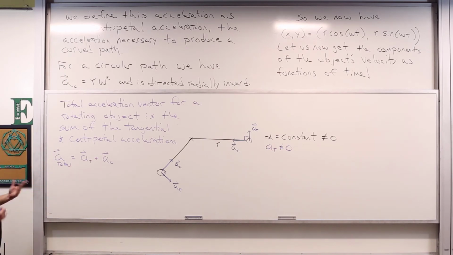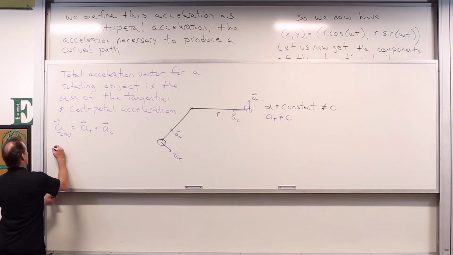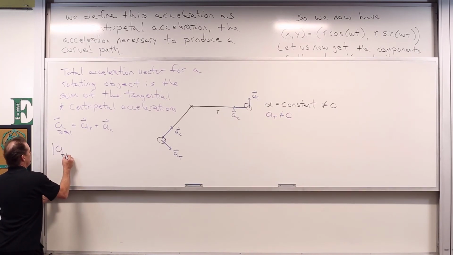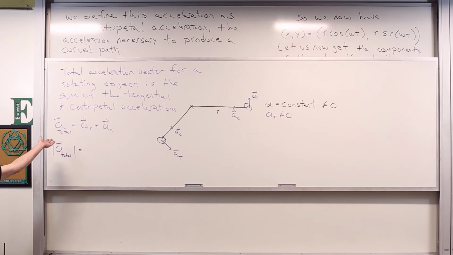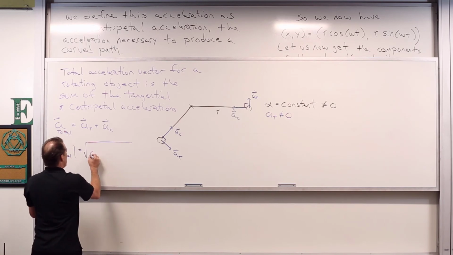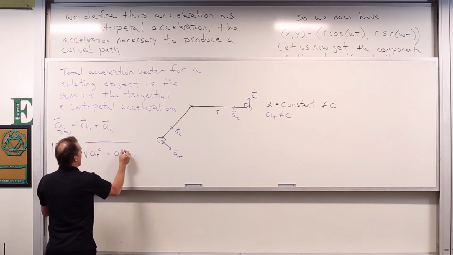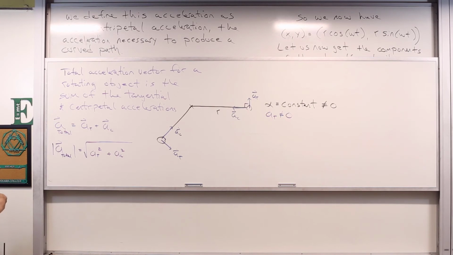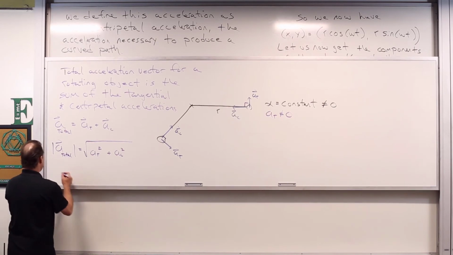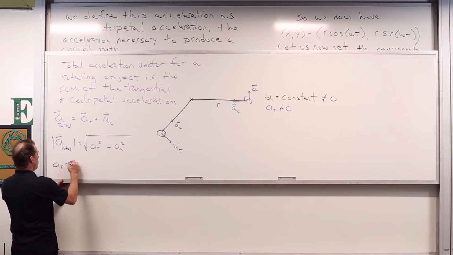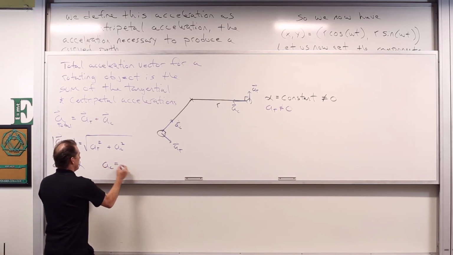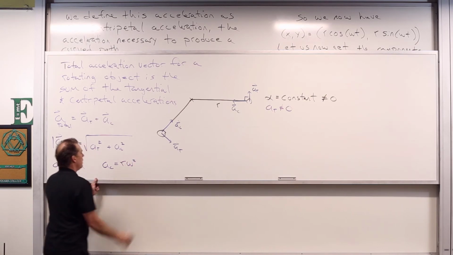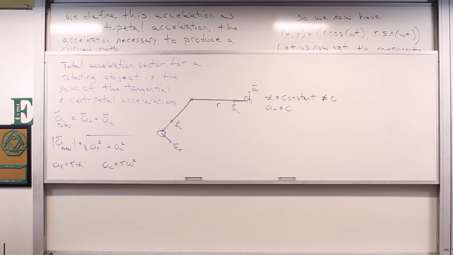If we want to just know the magnitude of the total acceleration vector, it is going to be the square root of the sum of the squares of the tangential and centripetal accelerations. So a sub t squared plus a sub c squared. Could we go ahead and figure out what that is? Yes, of course we can, because we know that a sub t is equal to r alpha, and we know that a sub c is equal to r omega squared.